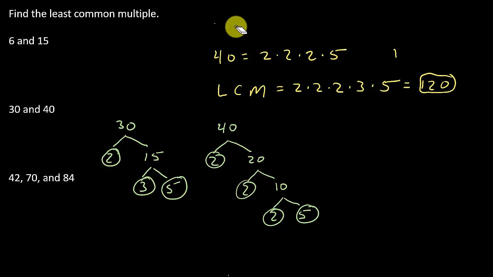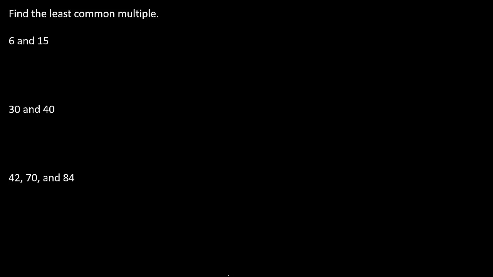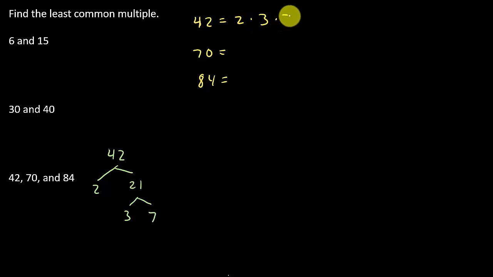All right, so now let's take a look at the last example. All right, so let's take the 42 and the 70 and the 84, and we need to write each of these as a product of prime numbers. All right, so for the 42, well, that can be what? 2 times 21, and then 3 times 7. So this one is going to be 2 times 3 times 7.